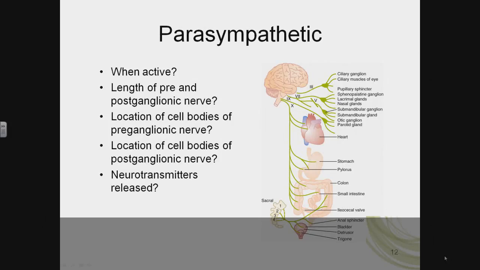Where do we find the postganglionic cell bodies? They're in the wall of the involuntary effectors. They're called terminal ganglia. What neurotransmitters are released by both of these neurons? For both, it's acetylcholine. When the preganglionic releases acetylcholine, the postganglionic cell body has nicotinic acetylcholine receptors. When the postganglionic neuron releases acetylcholine onto the involuntary effector, what receptor is used? Muscarinic acetylcholine receptor.